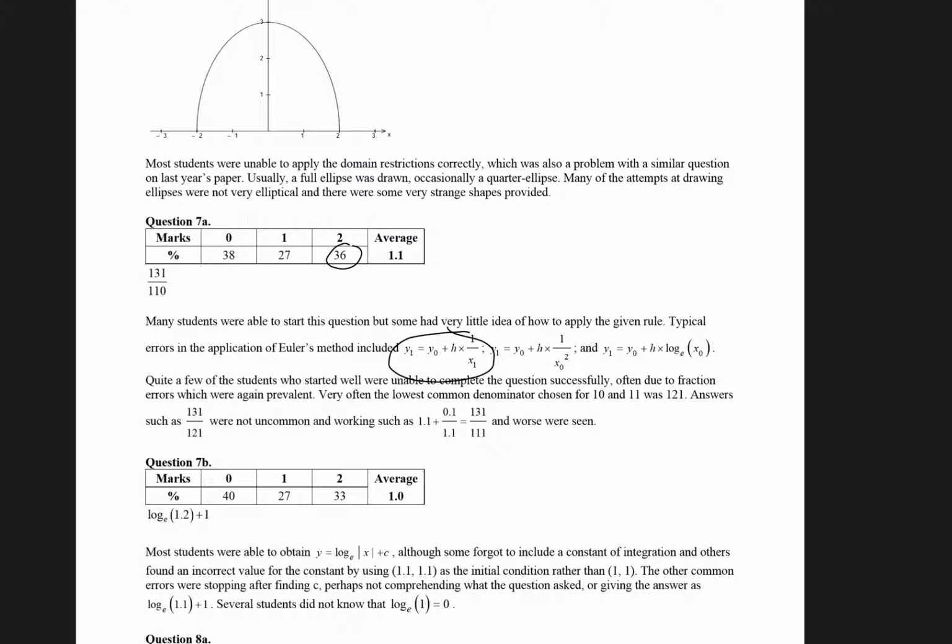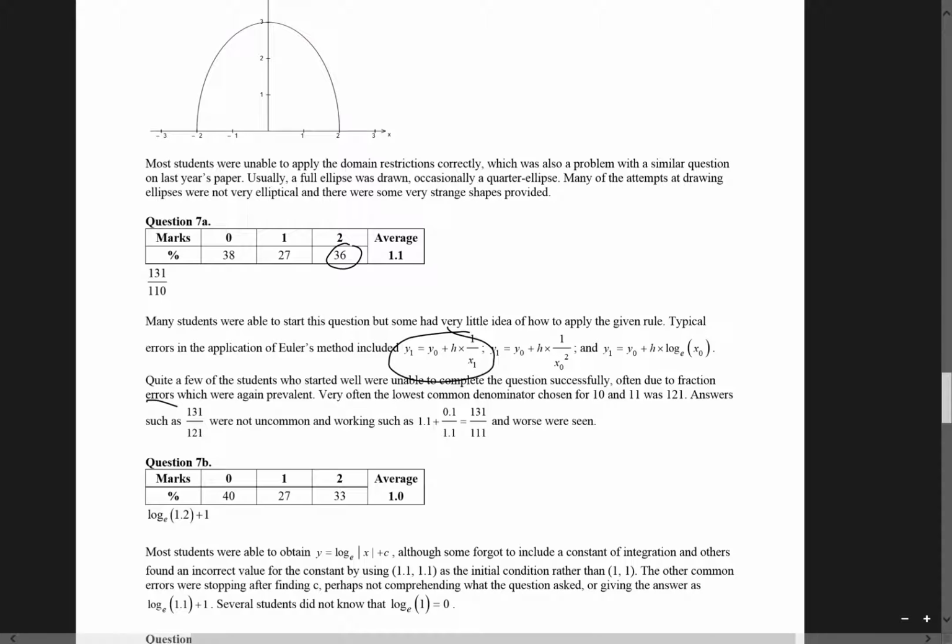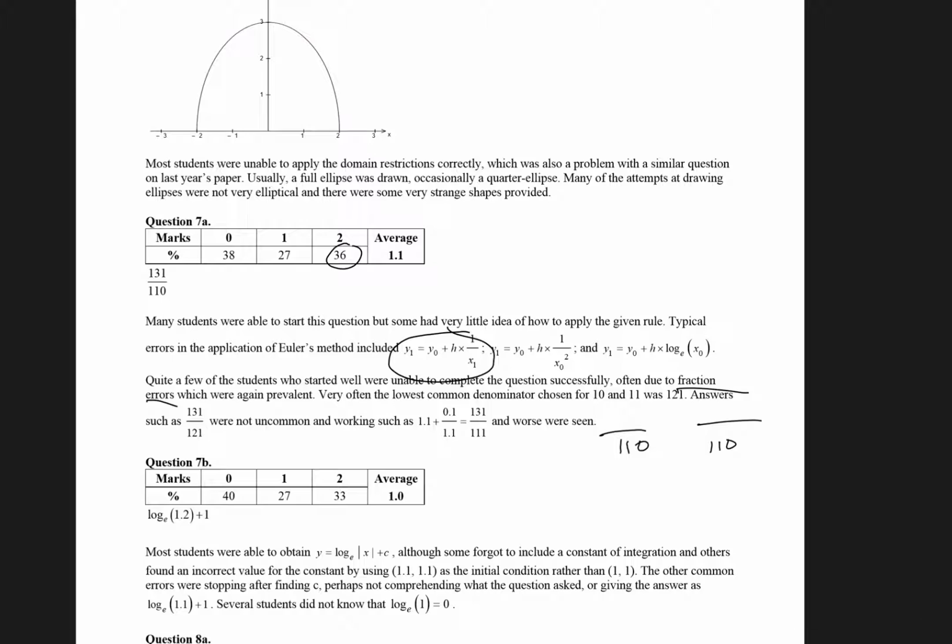Good. And to be honest, that's where most students, and also then quite a few of the students started very well, were unable to complete the question successfully, often due to fraction errors, because you don't have a calculator. You had to get a common denominator of 110, and you had to do that in your head because you didn't have a calculator. And you had to multiply in your head your 11 times tables, and you also had to do 10 times 1, which is 10. That one's easy.